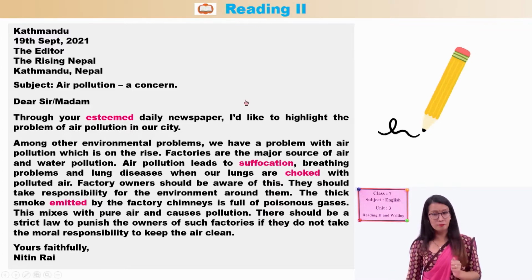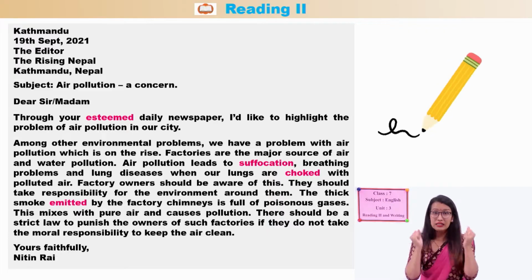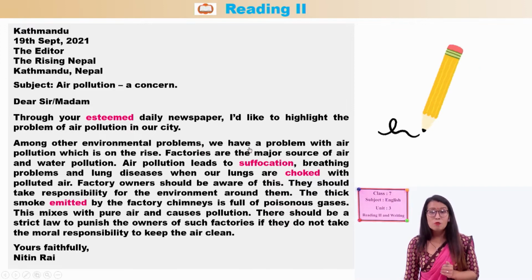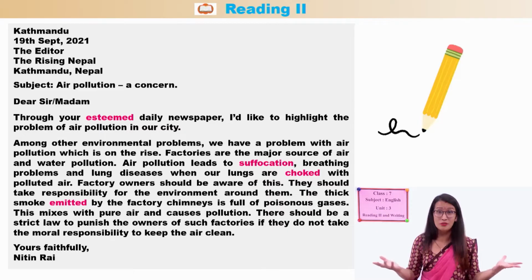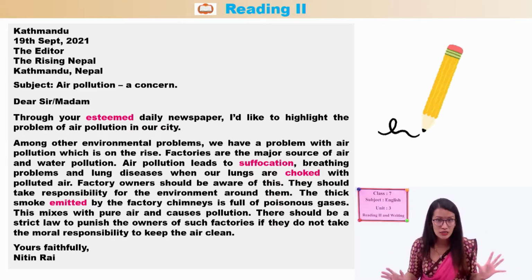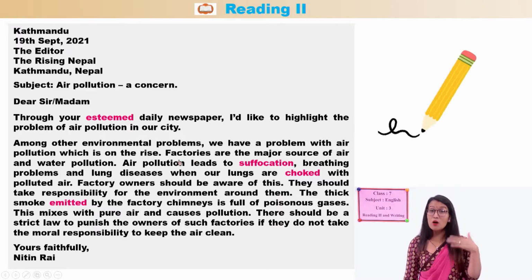Okay, did you understand? So through your esteemed daily newspaper, I'd like to highlight the problem of air pollution in our city. There is a lot of air pollution in my city, and with the help of your esteemed, popular and trustworthy newspaper, I want to highlight it. Okay, do you know what is air pollution? Let us discuss, we will find out, okay? Among other environmental problems, we have a problem with air pollution which is on the rise. Look, there are a lot of environmental problems in our environment, but one of them is air pollution, okay? Now look at this. It is on the rise also.